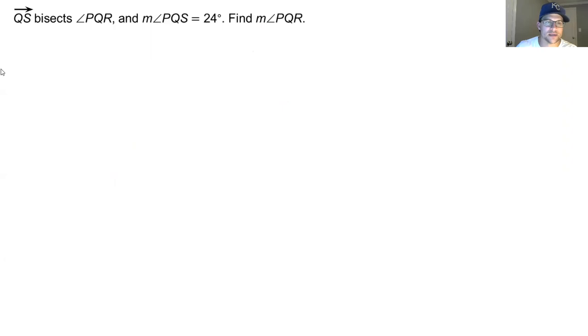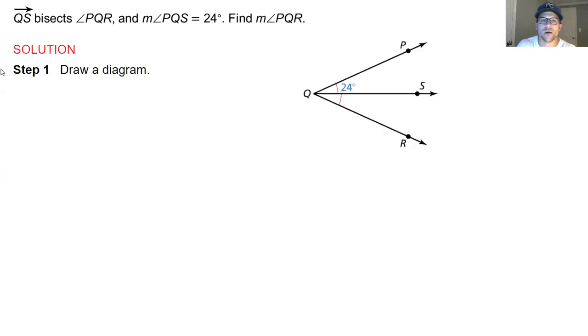So if QS bisects the whole angle PQR, and the measure of PQS is 24, what is the measure of PQR? So one thing that is going to be helpful for this is to just draw out the diagram. So draw out your picture of the measure of angle PQR as your whole angle, the whole thing, and then draw a ray QS that is bisecting that or cutting the angle in half. And you're also given that the measure of angle PQS is 24 degrees. What is the measure of the other one?